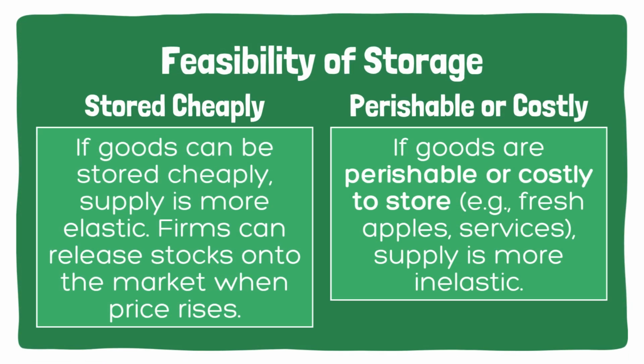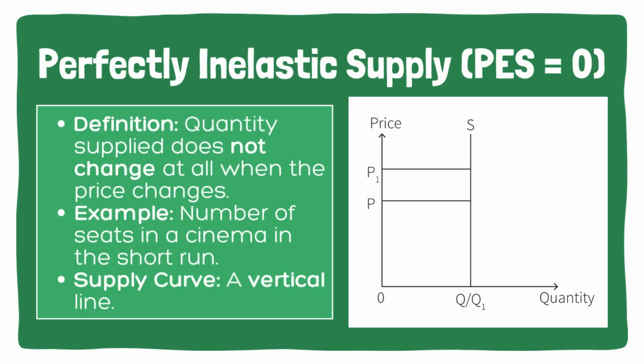The third factor is the feasibility of storage. When goods can be stored easily and at low cost, firms can hold onto them and release more onto the market when prices rise, making supply more elastic. On the other hand, if goods are perishable or expensive to store, like fresh produce or services, then supply will be more inelastic.